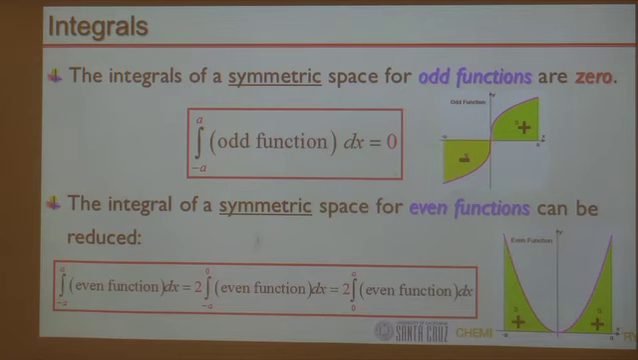It's an odd function over a symmetric space. If this is not symmetric, don't use that, okay? So if this is 0, that is not 0. It's not symmetric anymore, so it's not 0. It must be symmetric. Okay, so any questions?